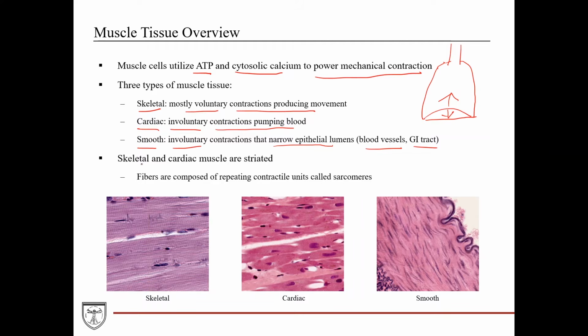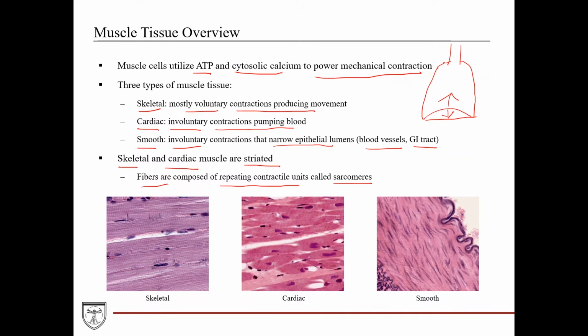Just a general histological point I want to make here. We'll go into the detail of the histological appearance of each of these later in the lectures. But as far as the big thing you want to remember is that skeletal and cardiac muscle are both striated. So what that means is that you have fibers composed of repeating contractile units called sarcomeres. We'll go over what sarcomeres are a little bit later in this lecture, but they're essentially the contractile unit of these 2 types of muscle.